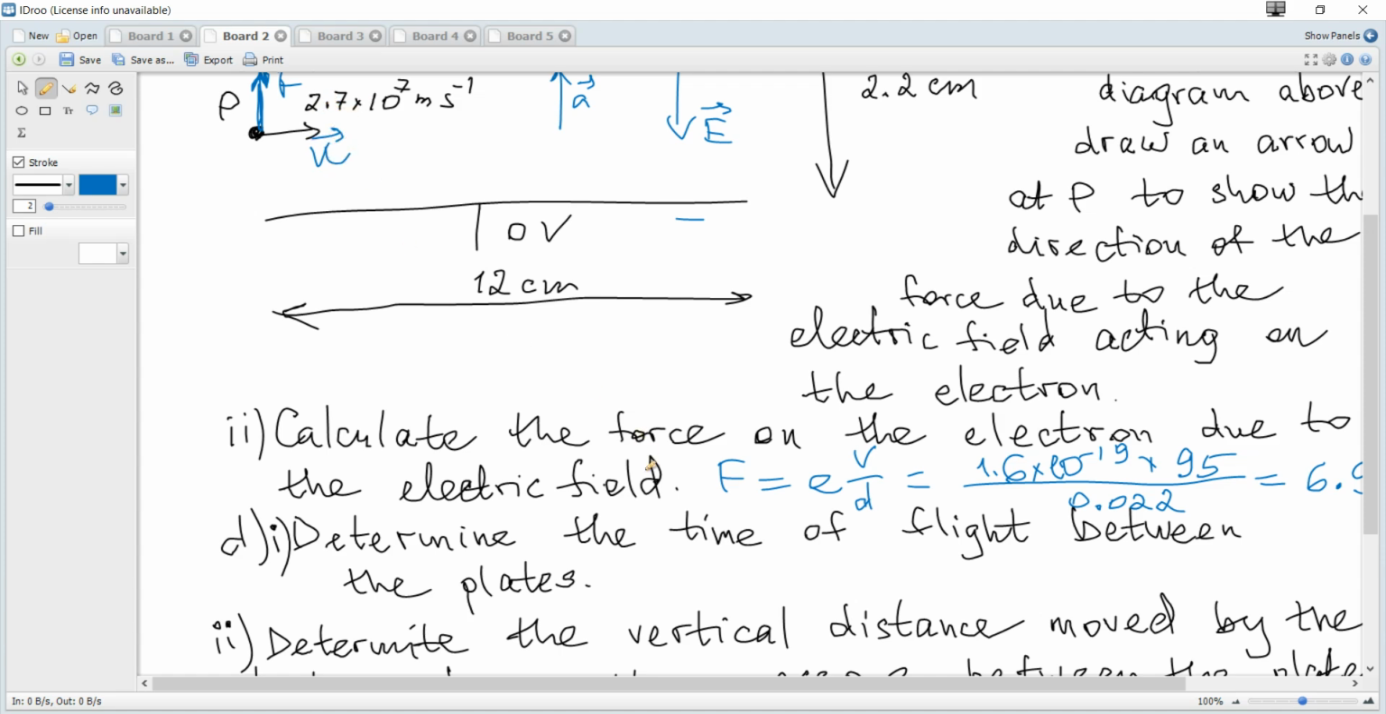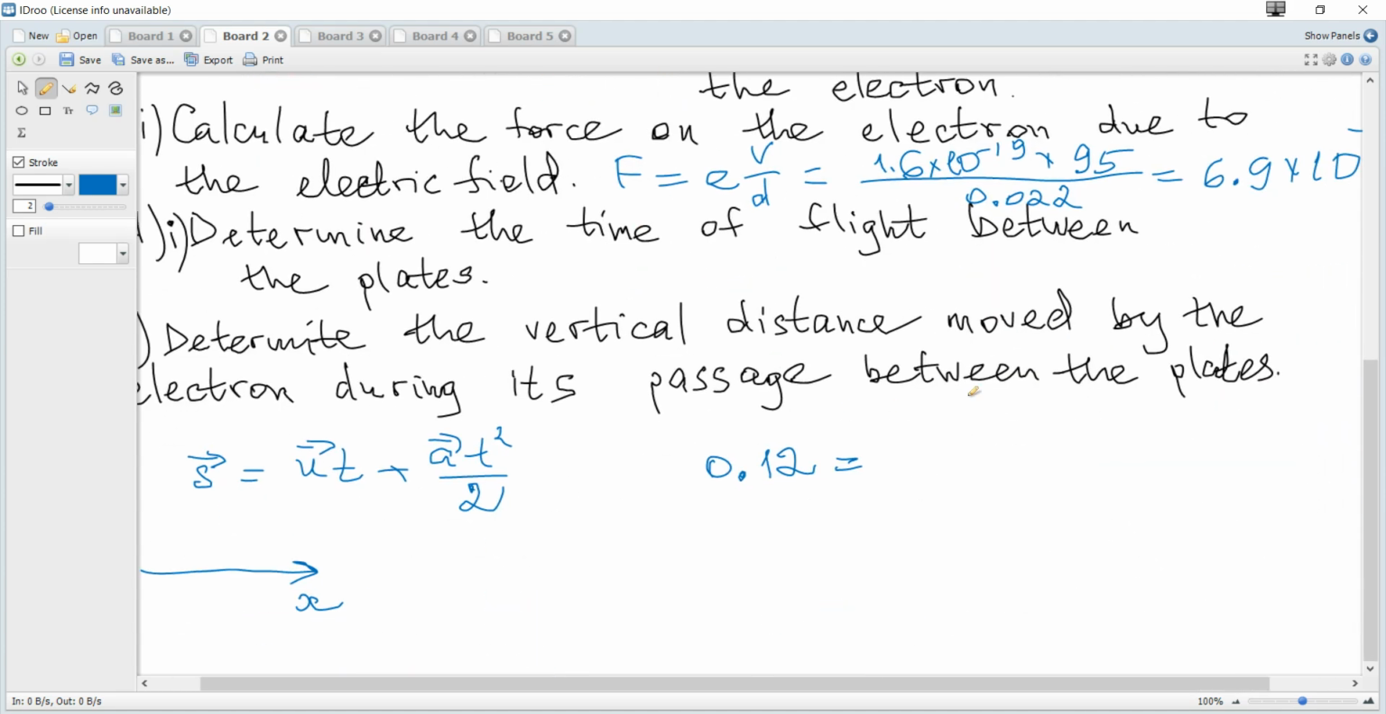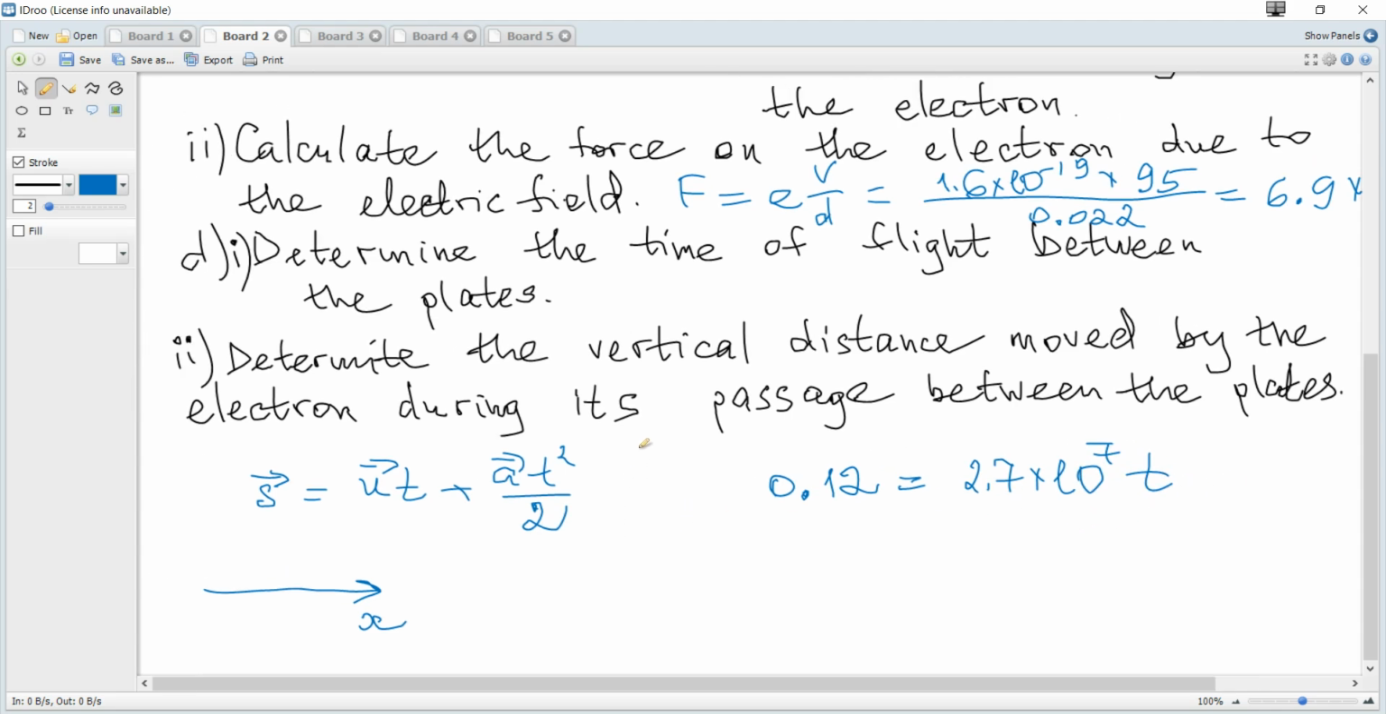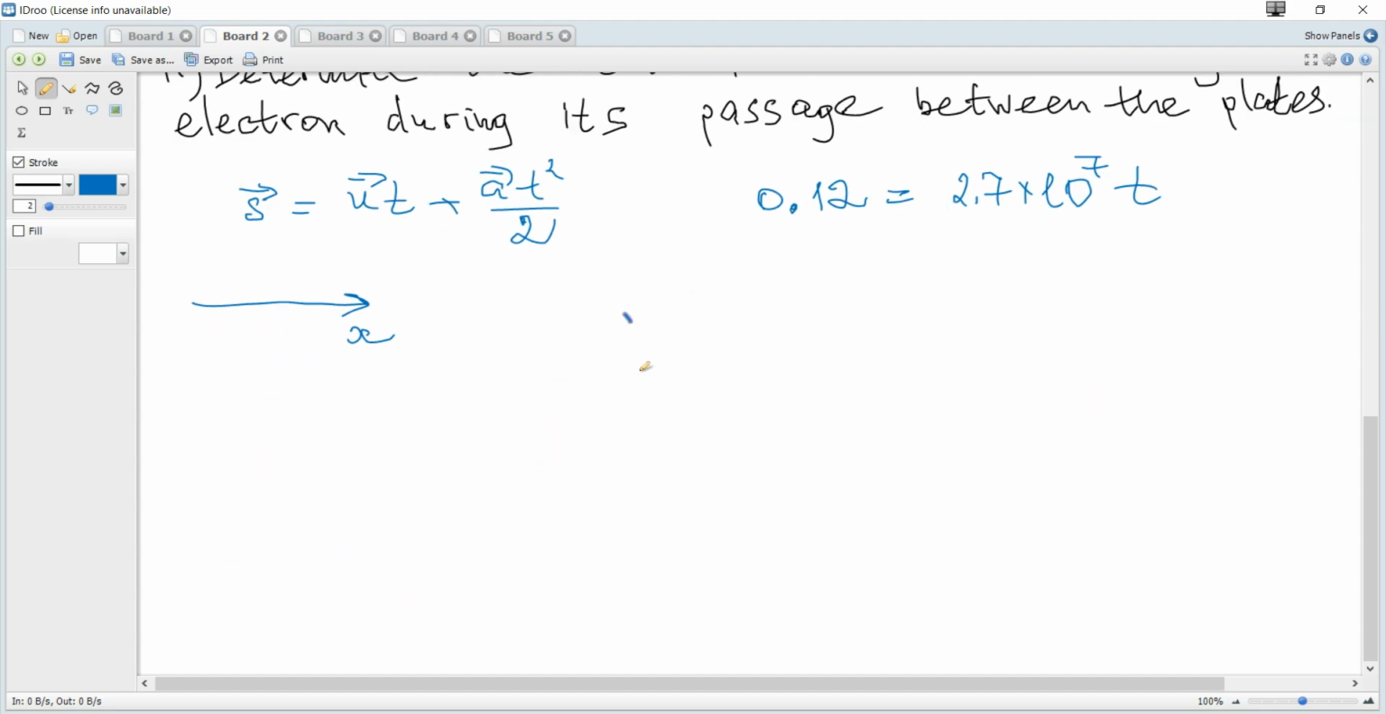the horizontal component of the initial velocity. It's this actually, and it's 2.7 times 10 to the power of 7. And acceleration is perpendicular to our horizontal axis, so the horizontal component of the acceleration is 0, so it's just uniform motion, or motion with constant speed in the horizontal direction. It's absolutely the same as a ball thrown with horizontal speed from some height, moving under gravity. And hence time is 0.12 divided by 2.7 times 10 to the power of 7, and it is 4.4 seconds.